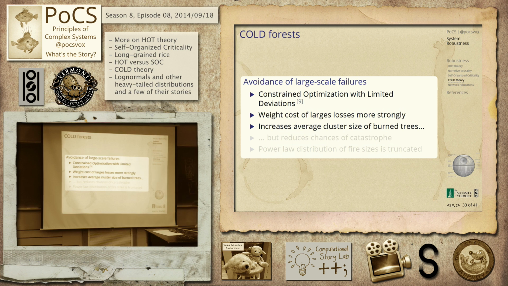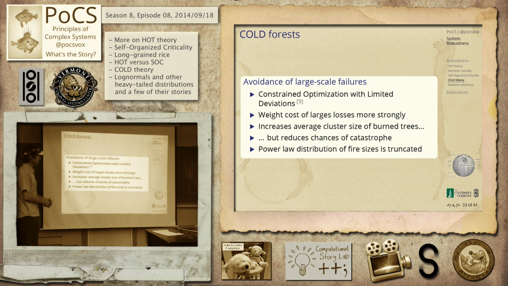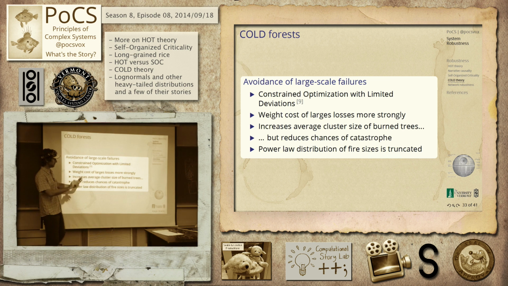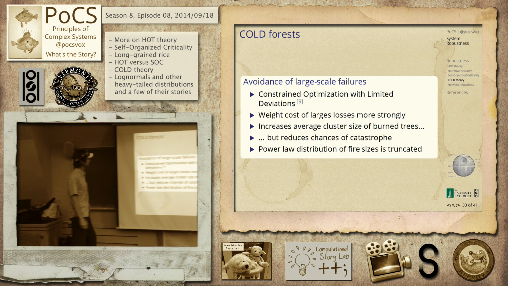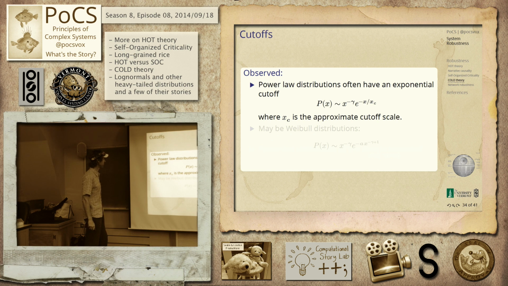So your average burn size gets bigger. But you can effectively truncate the end of the thing. So you can actually produce power law size distributions that are multiplied by exponentials that cut off. So you can limit the disaster. It's a nice extension of it. And of course, it has a fun acronym. And you can get these sorts of things.